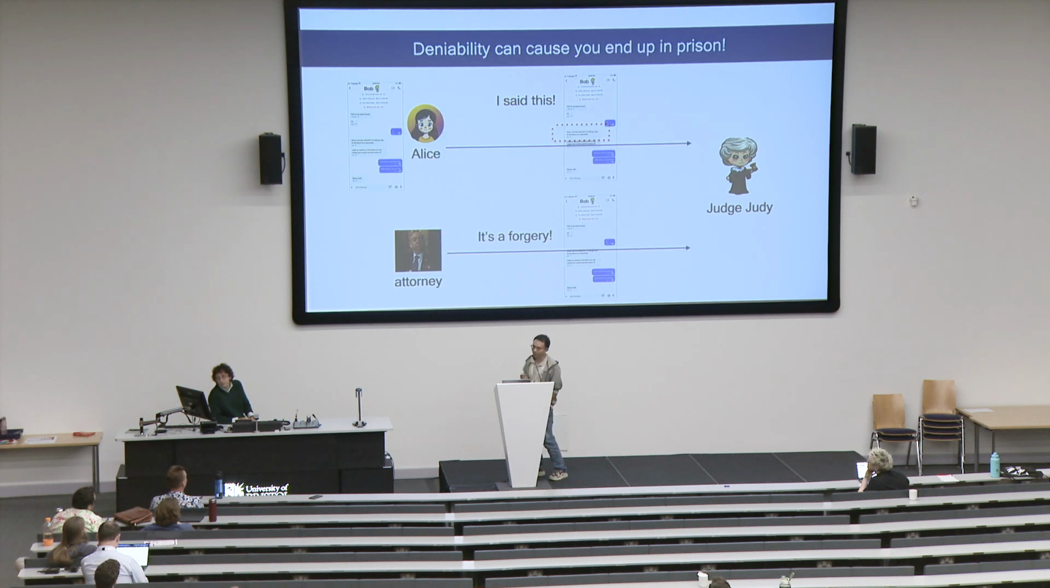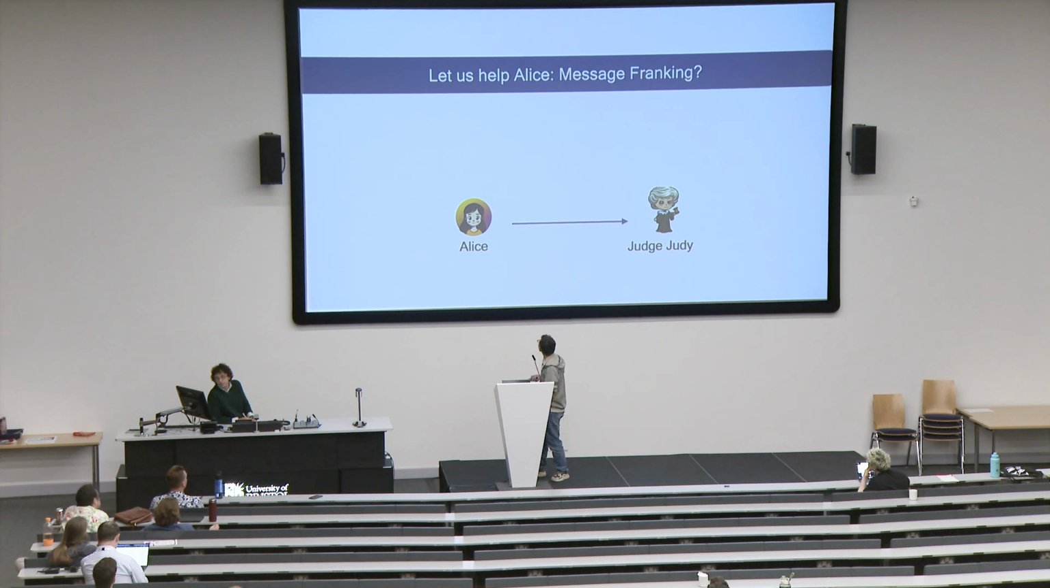The problem is that an attorney could just say it's forgery, since you are using deniable messaging protocols. So there's no way for the judge to tell whether the evidence Alice presented is real or fake. For Alice, there's no way to debunk it because you use deniability. So how can we help Alice then?